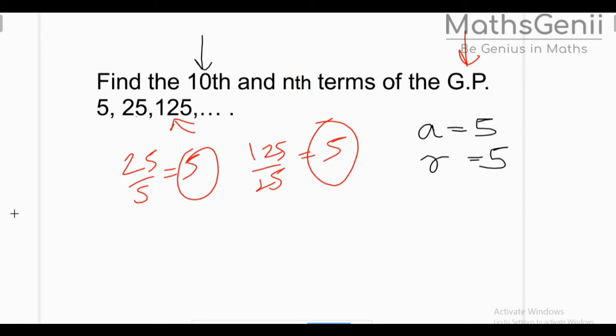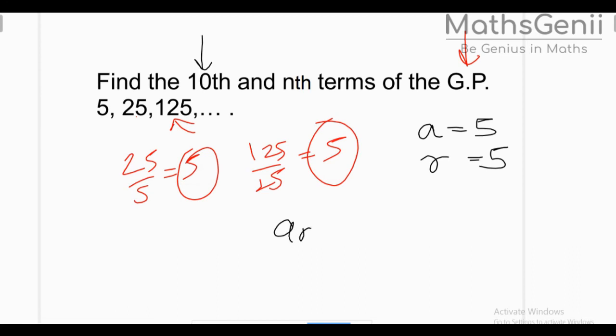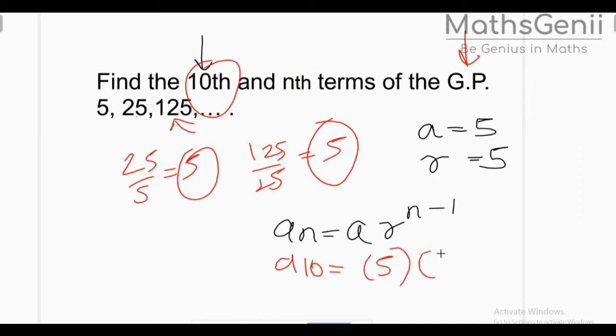A10. So I know of a formula. This is the formula. An is equal to a r to the power n minus 1. I have to find A10. So I'll just put 10 here. Okay. A is nothing but 5. R is nothing but 5. N is nothing but 10.